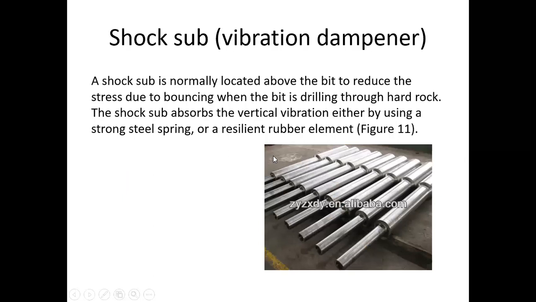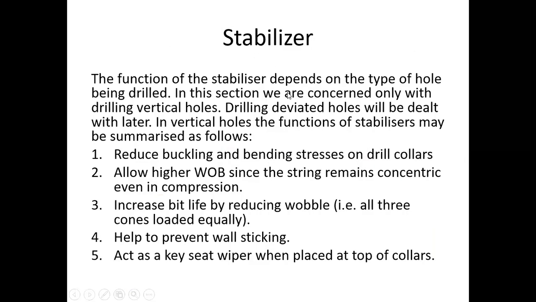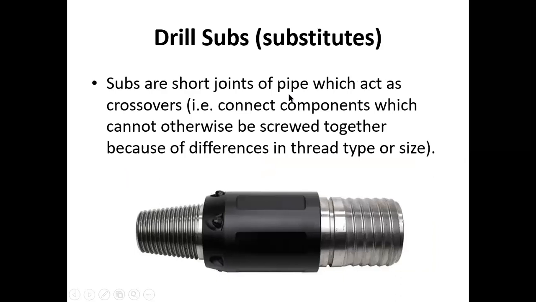Then we have the shock subs. They act as shocks for the drill string. Because we are doing a lot of rotation and weight on the bit, there's a chance of buckling and bending, so we have shock subs also. The purpose is to reduce the stress due to bouncing of the bit. Sometimes the bit bounces back. If we have shocks like a car, it reduces the effect on the drill string. So we use the shock subs, the reamers, and the stabilizer. They are all part of the assembly.